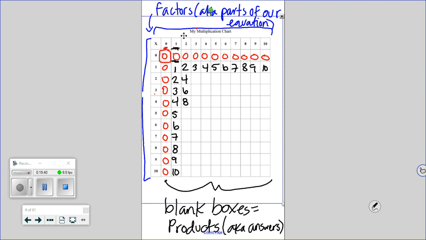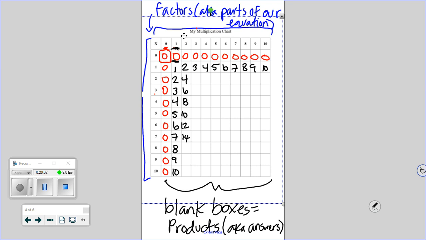2 times 5, Gio? 10. Aiden, 2 times 6? 12. William, 2 times 7. 14. Good. Could you just add on another group of 2? Yeah, you don't have to start over by skip counting.